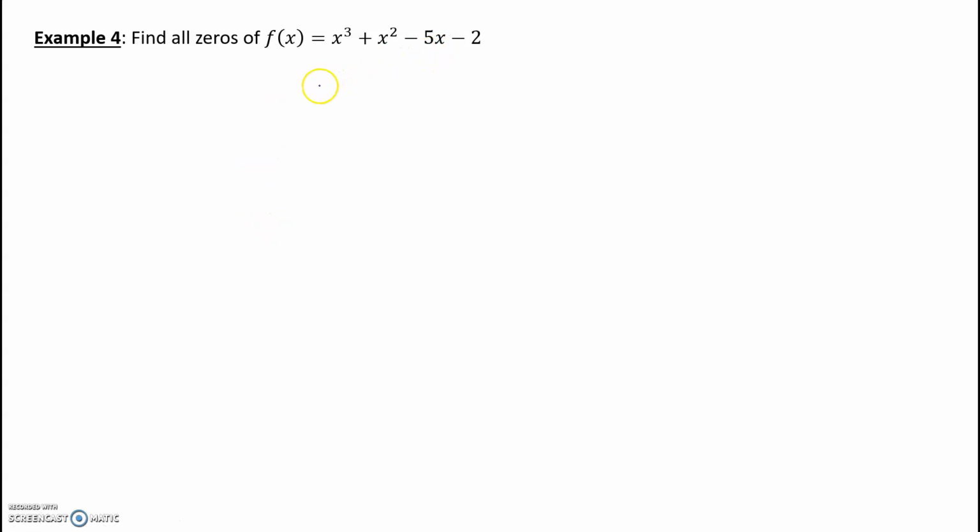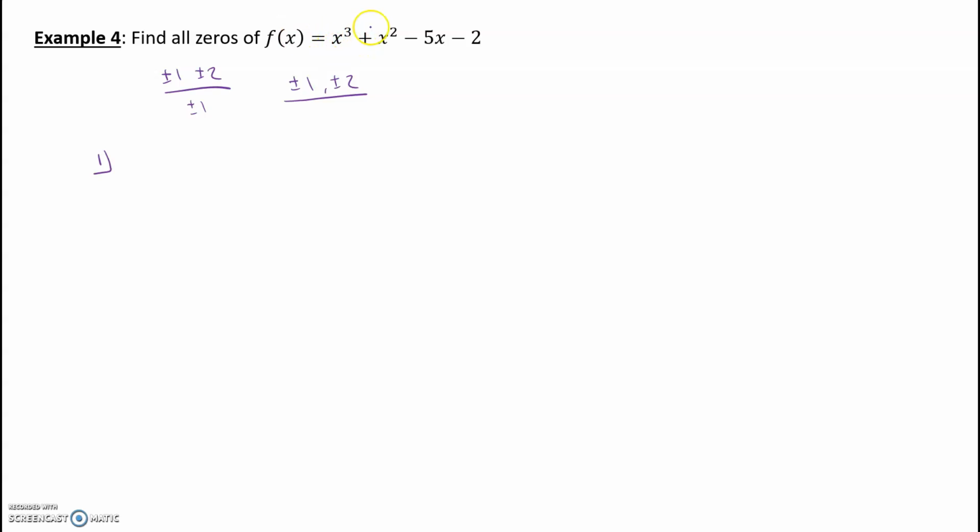Let's try another one. So a little bit easier this time because we only have plus or minus 1 and plus or minus 2. And the denominator is plus or minus 1 again. So 1 over 1 is 1, 2 over 1 is 2. So we're using either of those, plus or minus 1, plus or minus 2. So this time we only have 4 options. A little bit better. So let's start with the beginning. Let's try 1.